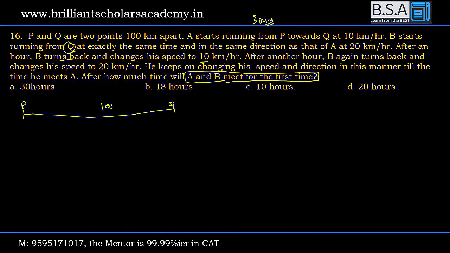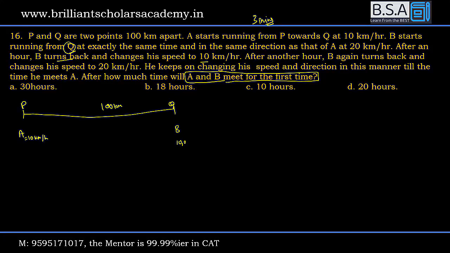The gap is 100 kilometers. Where is person A? A is at P. And what speed will A travel? 10 kmph. Where is B? B is at Q. Now B travels in a different manner.